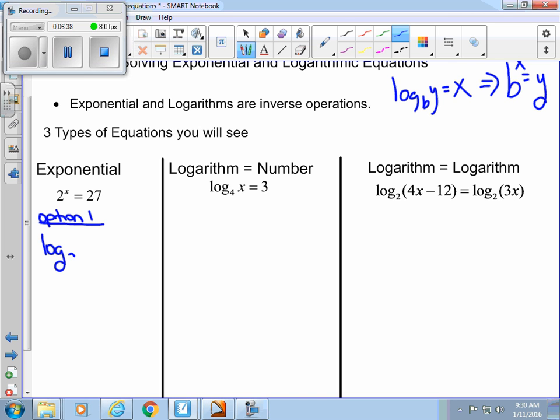Log base 2 of 27 equals x. Can I find that number in my calculator? Do that. Is that reasonable from what I said earlier? So the answer should be between 4 and 5. That's definitely between 4 and 5.